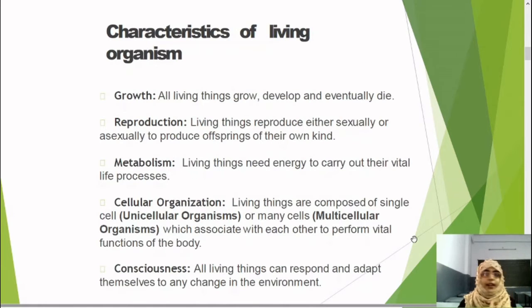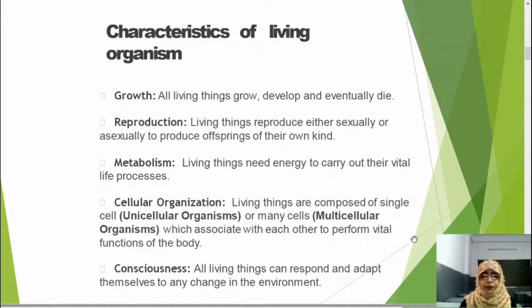We have studied 5 characteristics of the living: growth, reproduction, metabolism, cellular organization, and consciousness. What is growth? Living organisms grow, develop, and eventually die. Every organism has a birth and a death. So growth is the main equation for every organism to live on this earth. Next, reproduction. To increase the generation of an organism, every organism requires reproduction. Unless there is reproduction, the generation cannot proceed further.